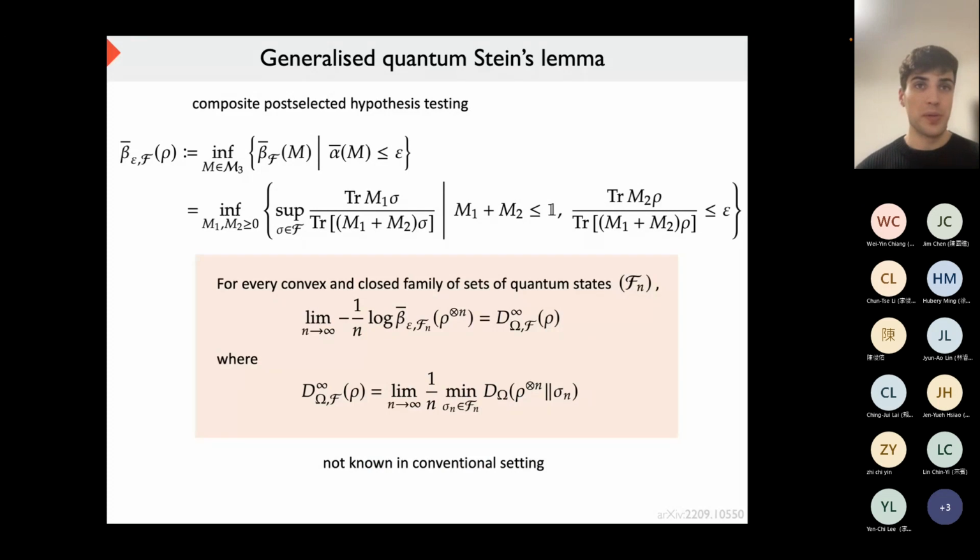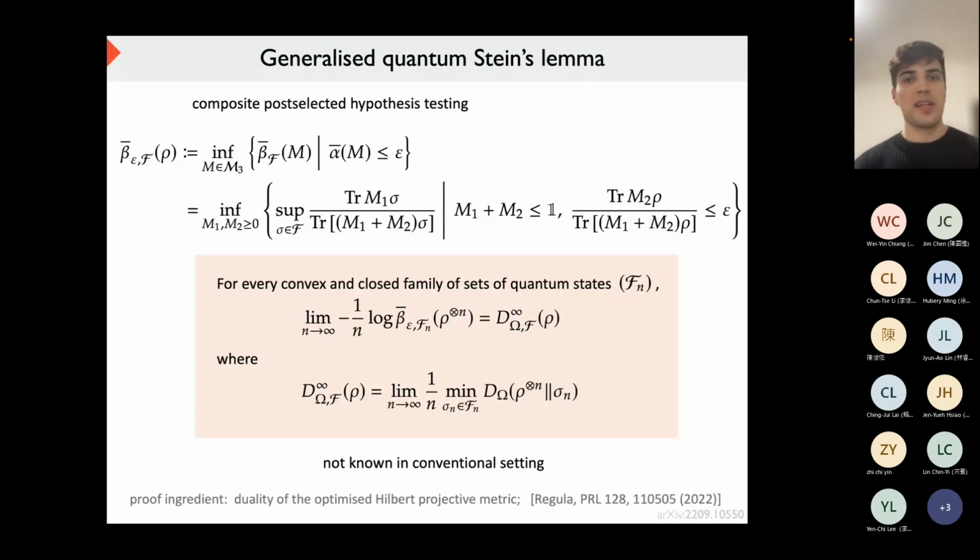And so we were able to compute this exponent exactly for the post-selected setting that we are in here, but we don't know how to do it for the conventional setting. So that already shows you how this setting simplifies some proofs that are very difficult to do in the conventional setting. And the proof, I don't want to go through the proof in detail. It is a bit longer. Essentially, it follows the same idea as before, but now we have to use the duality of this optimized Hilbert projective metric problem, and for this we can use a result from a recent work of mine.